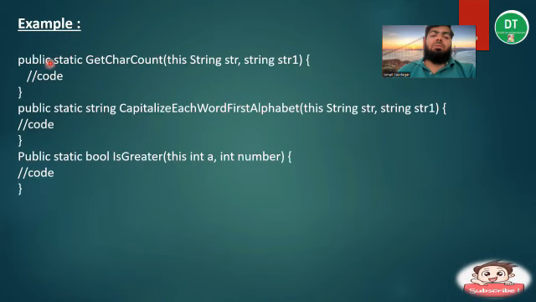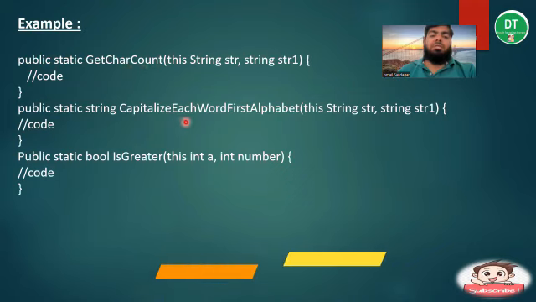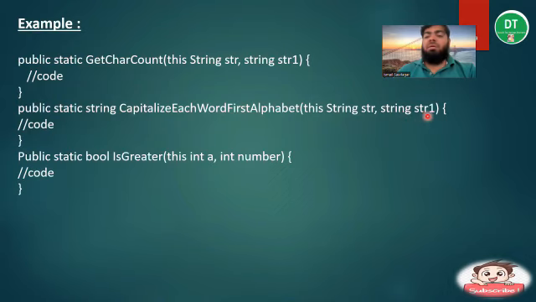As an example of an extension method, I have given some examples here by creating extension methods. So get char count, and I have here capitalize each word first alphabet. This method will capitalize each word's first alphabet of the sentence, and it will take a string variable here. This first is the binding parameter, and I'm also having is greater. This is also an extension method, and I'm attaching this extension method to the integer type or integer class of the .NET Framework, and it is taking one number here.